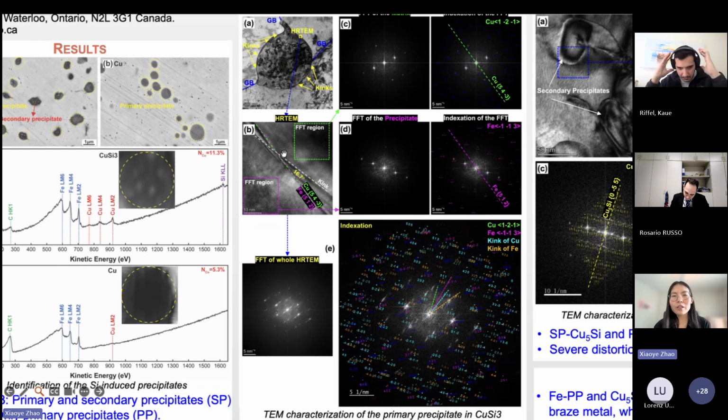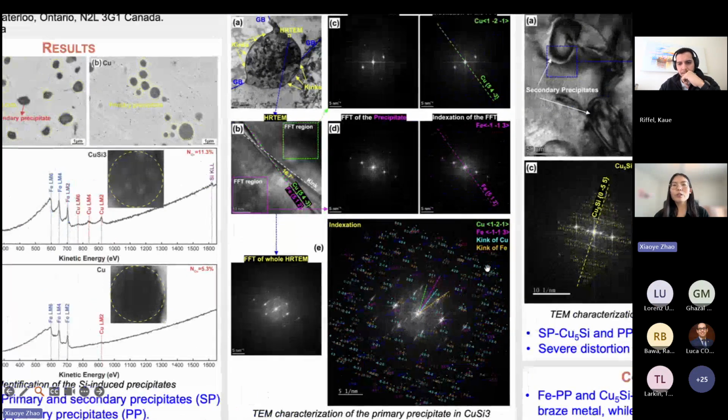And also I see a lot of kinks at the interface. The kinks are formed because of stress accumulated at the interface. And I am also able to index all these diffraction spots from this image, which are the copper, iron, and also kinks from copper and iron. And so the question is still, how do we have the coherent relationship?